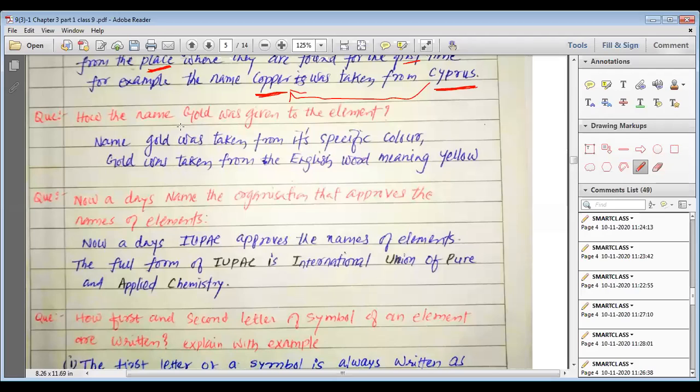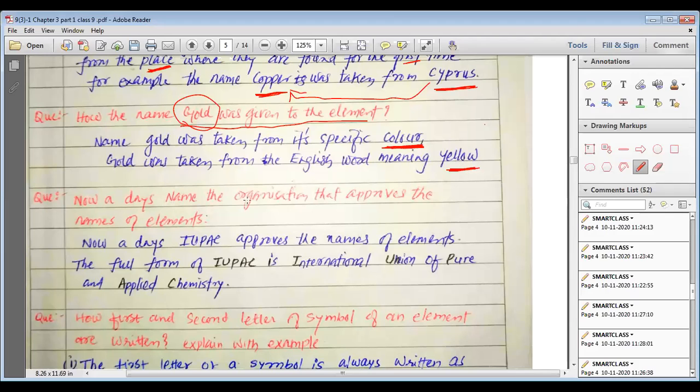How was the name gold given to the element? The name gold was taken from its specific color. The name copper was taken from the place from which it is obtained, but the name gold was taken from the color of the metal. The word gold was taken from the English word meaning yellow.